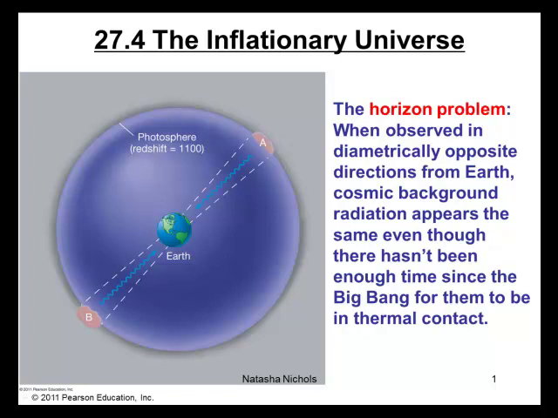The isotropy of the microwave background indicates that regions A and B in the universe were very similar to each other when the radiation we observe left them, but there has not been enough time since the Big Bang for them ever to have interacted physically with one another. Why then should they look the same? This is what we call the horizon problem.